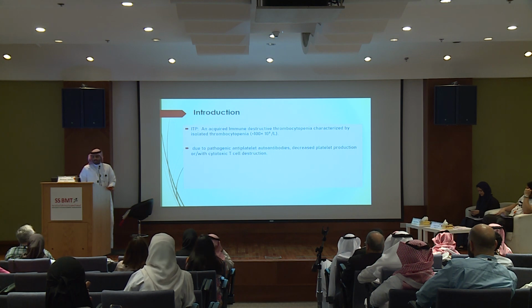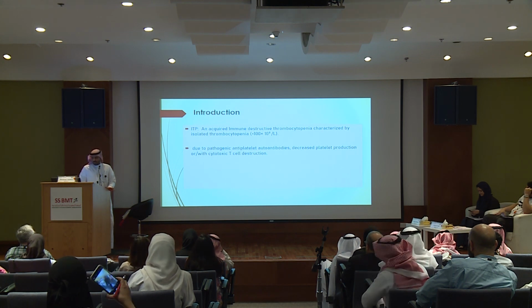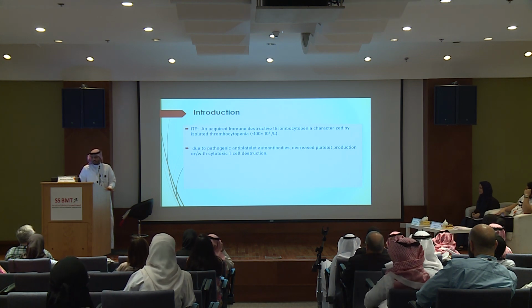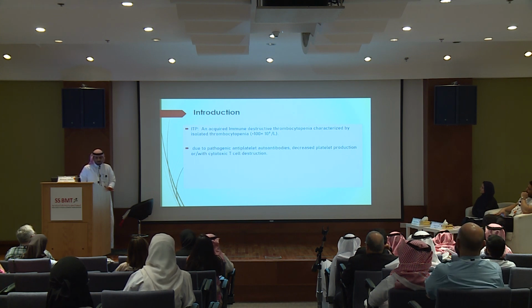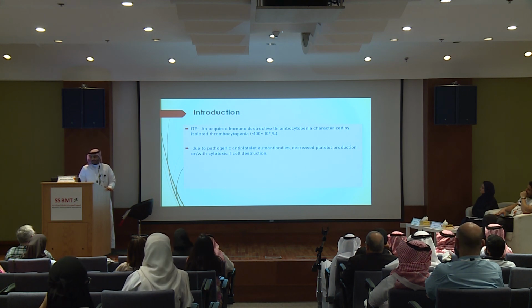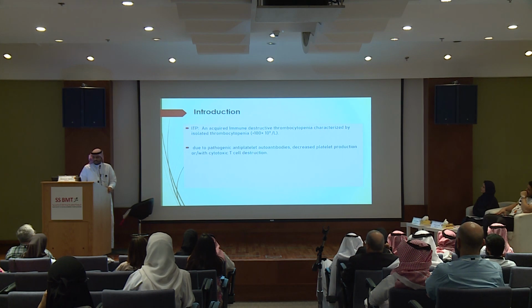So basically, ITP is an acquired immune destructive thrombocytopenia characterized by isolated thrombocytopenia. By definition, it has to be less than 100,000 platelets. The mechanism of pathogenesis of ITP mainly comes from pathogenic antiplatelet autoantibody and decreased platelet production, insufficient platelet production from megakaryocytes.